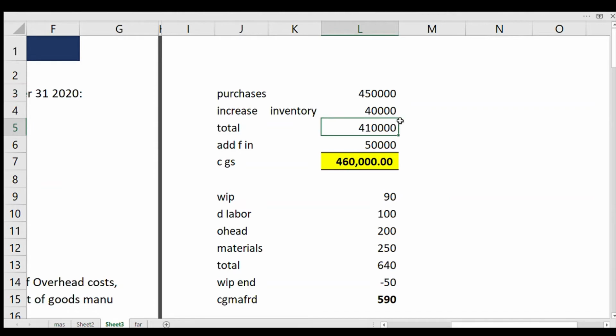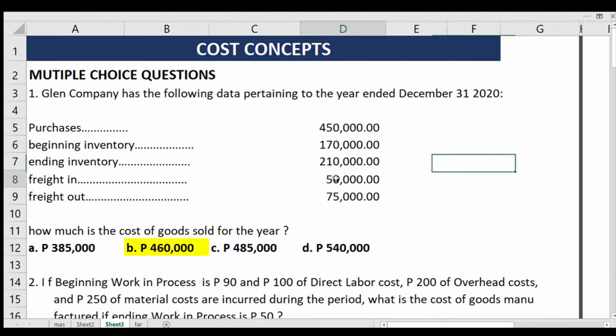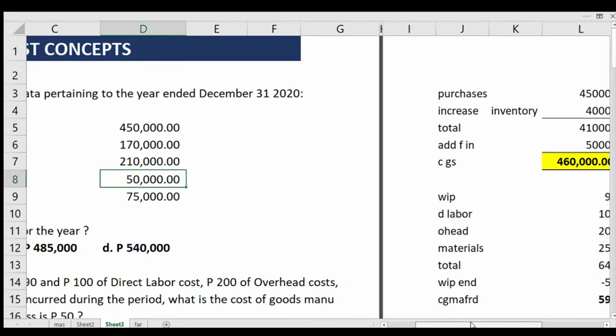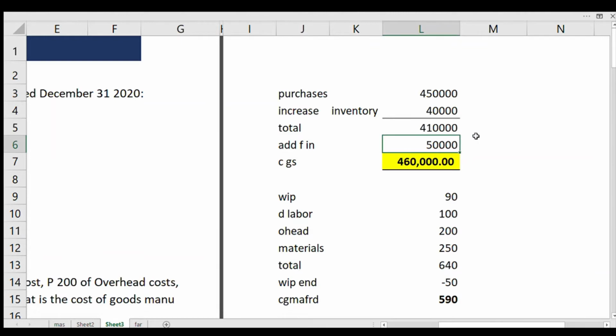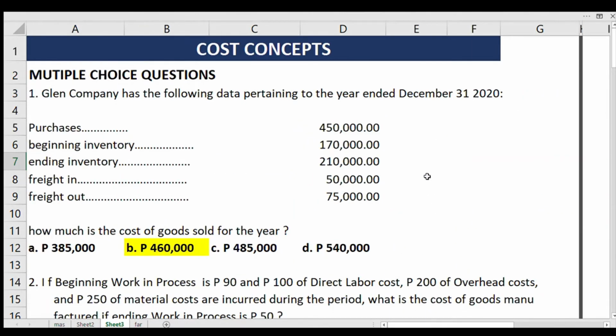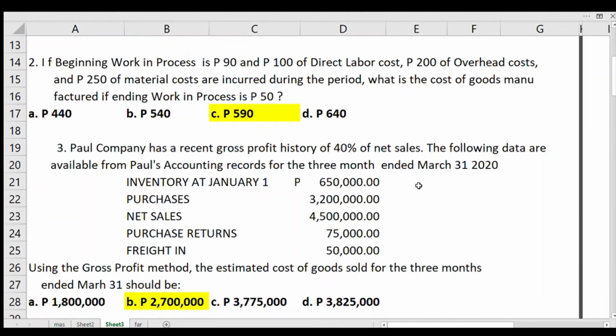So the total after deducting the difference in inventory is 410,000, and we still have to consider the freight in, because freight in is an addition to our inventory account. So we have to add the 50,000 because it is an inventoriable account. So 410,000 plus 50,000 equals 460,000, our cost of goods sold. Okay, I hope you understand that. So let us go to the number 2 question.